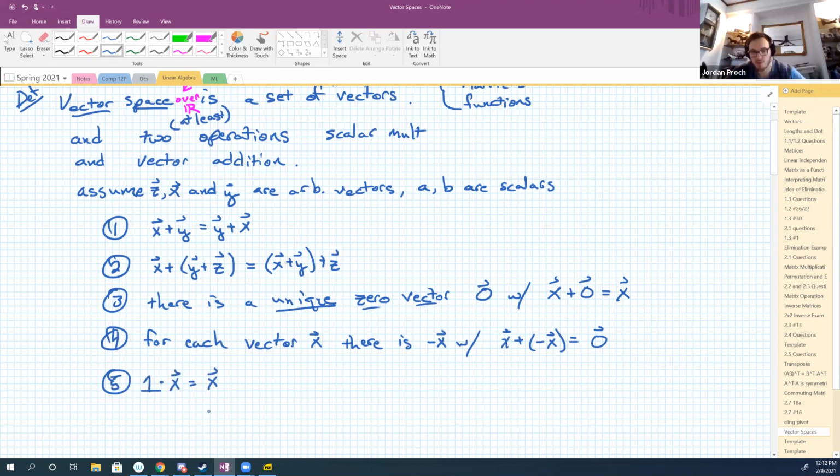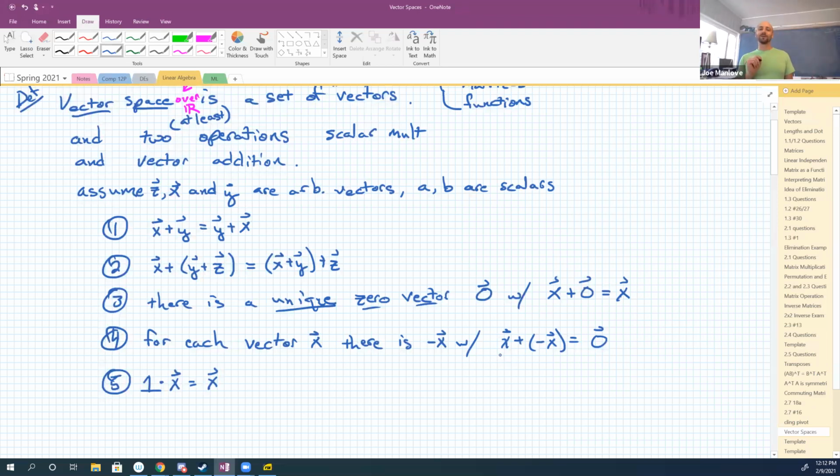Really quickly on 4, are you saying x plus negative x is equal to the zero vector? I'm basically asking, does it have to be 0, or does it just have to cancel out? Does each entry need to be 0?